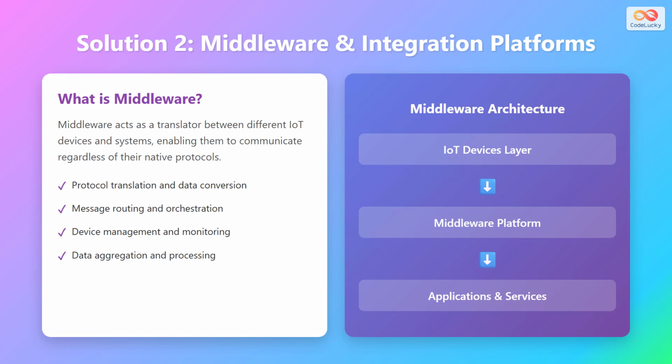The architecture typically works in 3 layers. At the bottom, you have the Internet of Things devices layer with all your sensors, actuators, and smart devices. In the middle sits the middleware platform, handling all the translation and coordination. At the top, you have your applications and services that use the data and control the devices. This layered approach provides flexibility, scalability, and maintainability that would be impossible with direct device-to-device communication.